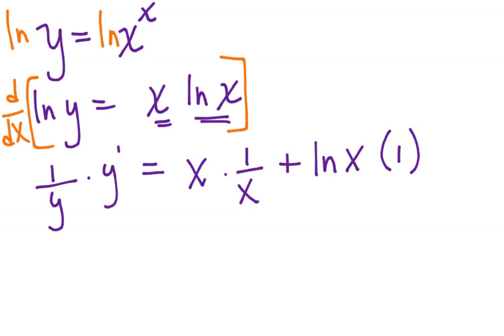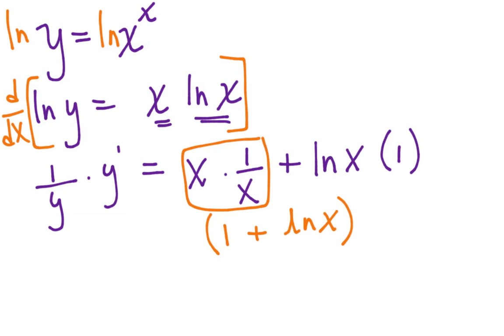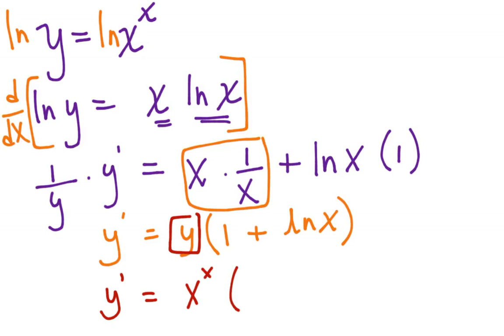So on the right-hand side here, this cancels out to be 1 plus ln x times, well, y. Get that out of the left side, multiply both sides by y, and I have this. Well, I want the derivative in terms of x, so let's swap out y. What did we say y was? Well, in the very beginning, y is equal to x to the x. So y prime is equal to x to the x times 1 plus ln x.